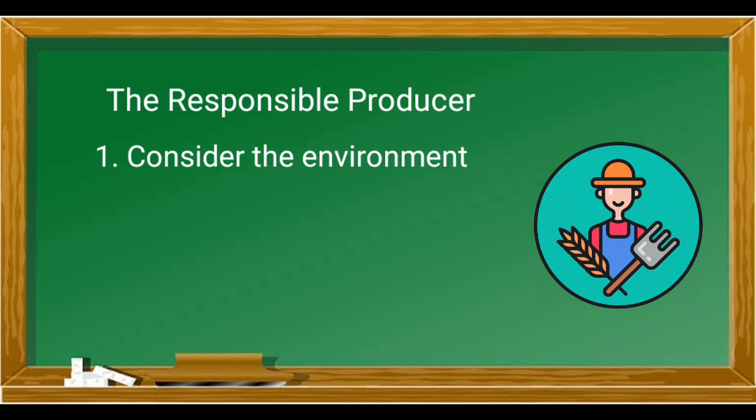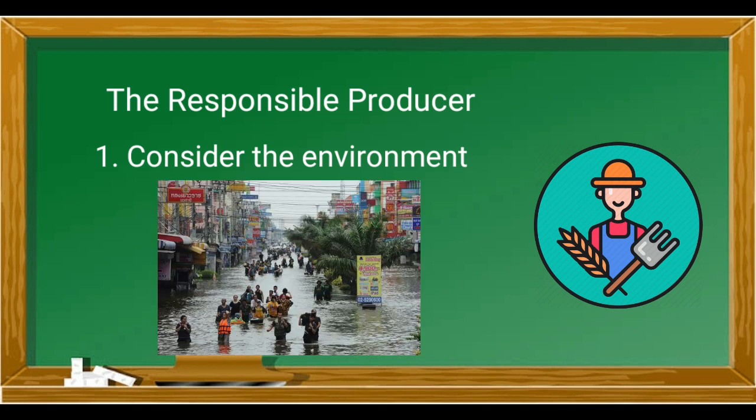What happens if we don't consider the environment? So the consequences will be on our part. If we lose trees, we might experience floods and landslide in the future. So always consider the environment. Do you understand?